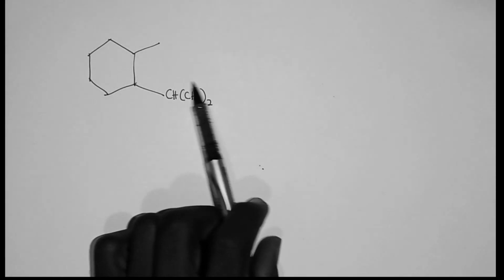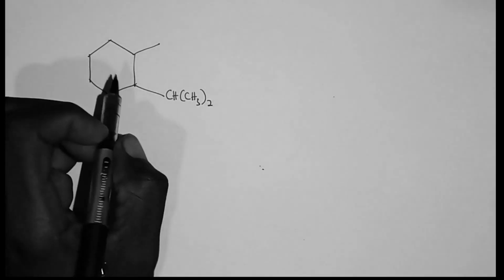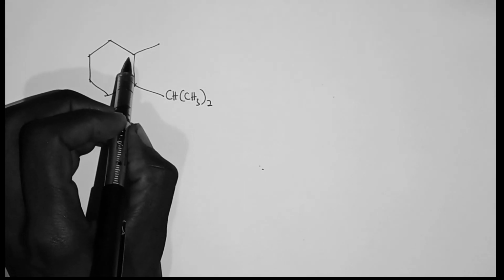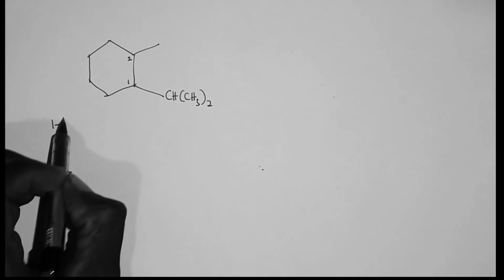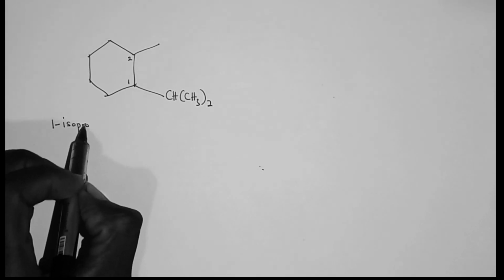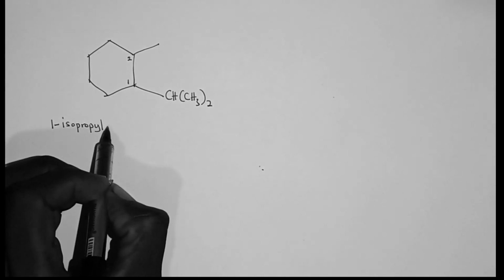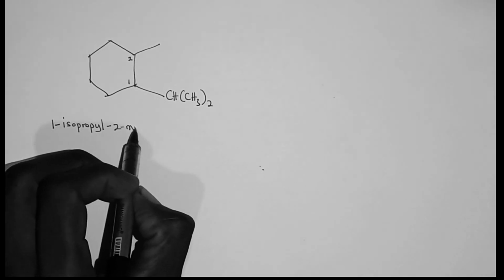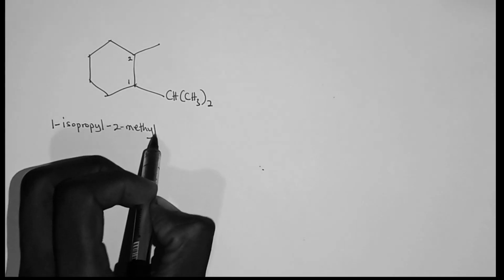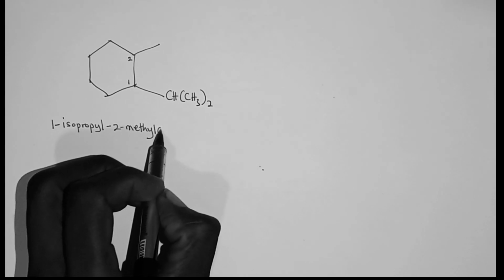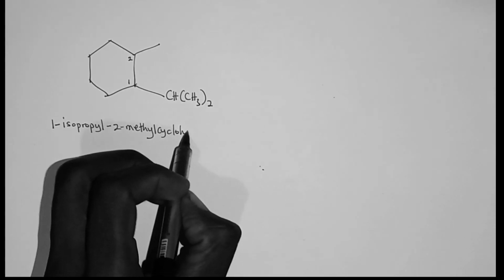You see that this group here is an isopropyl group. So therefore, this becomes 1 and this becomes 2. So the name becomes 1-isopropyl. Then we have a 2-methyl. And the ring is a 6-membered ring. So it becomes cyclohexane.